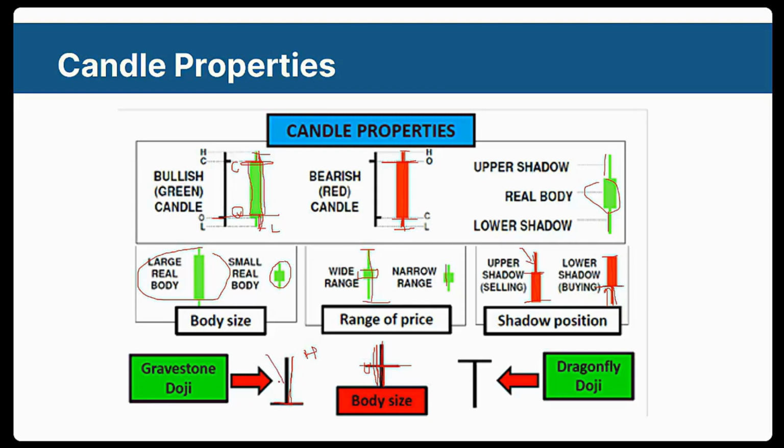It means the bears are heavier. Here, the reverse, the bulls are heavier, so we call it the dragonfly doji. This is only the basics, not much knowledge is required to trade this. So we'll take questions later. You can tell me if you have any question related to this, and we can sort it out later.